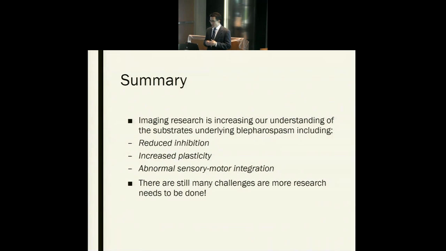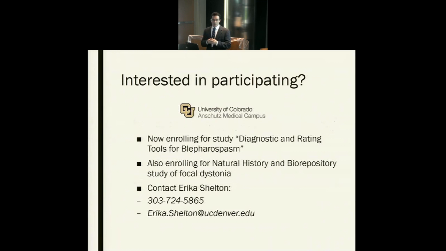And if you are interested in participating, this would be fantastic. We are enrolling for the Dystonia Coalition Project 4 that you heard a little bit about. That's called Diagnostic and Rating Tools for Blepharospasm. If you are a spouse or partner of someone who has blepharospasm, there's an important need for healthy controls, those who don't have it. So you can also help contribute to advancing the research, even if you don't have blepharospasm.